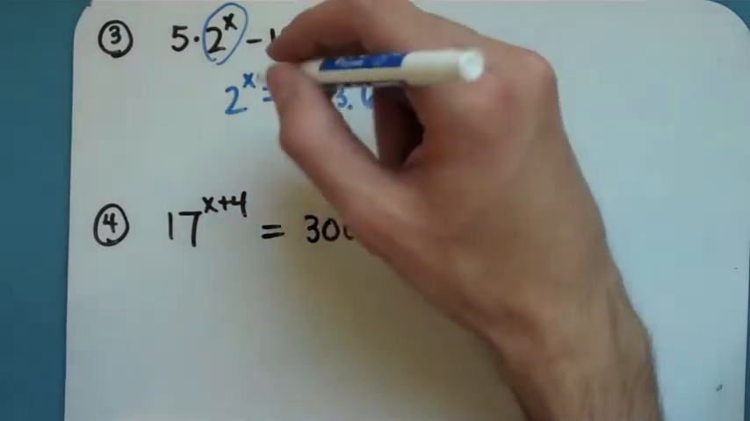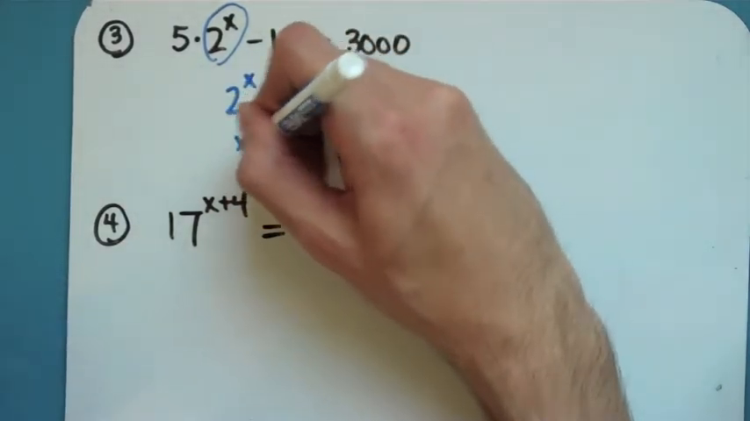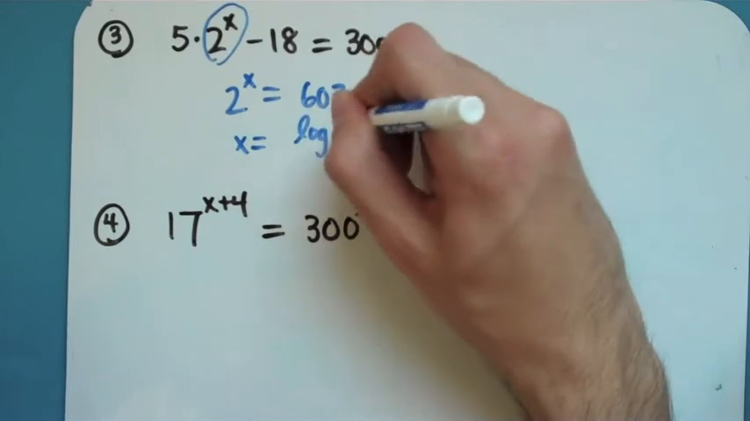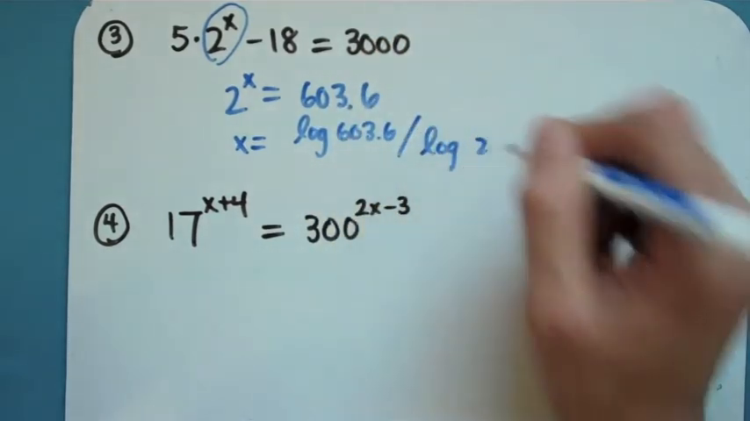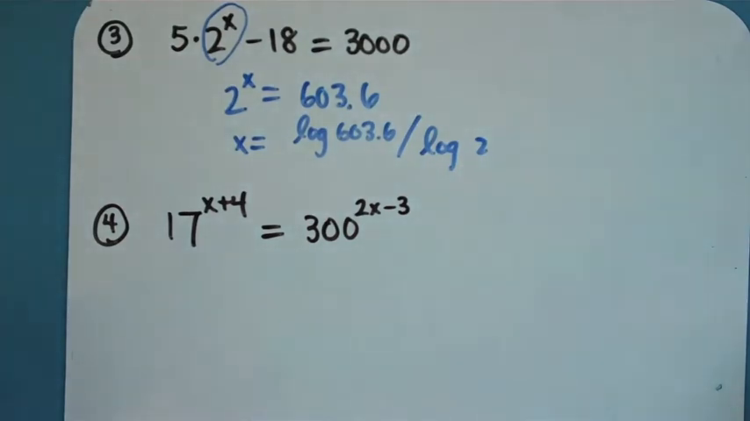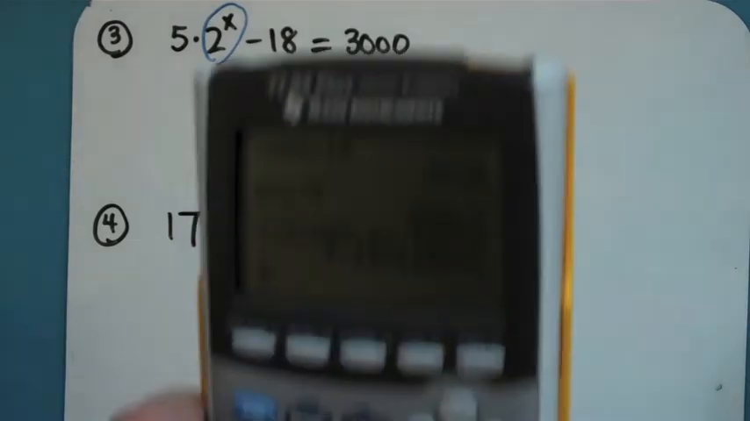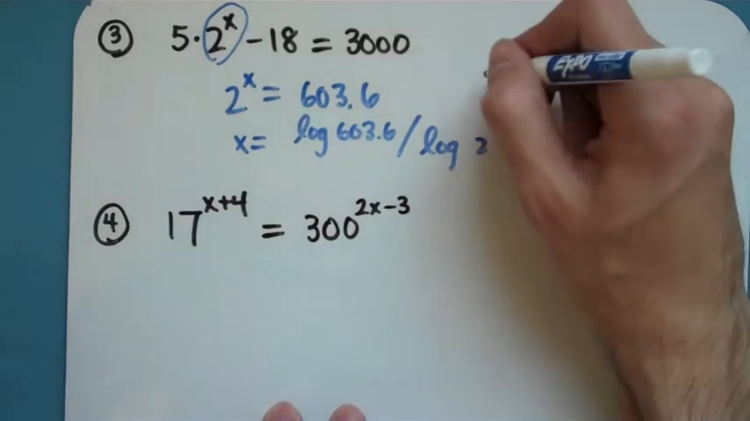Taking the log of both sides and then dividing by log 2, I'm going to have to do log of 603.6 divided by log of 2, and that's just a matter of some button pushing here. If I actually type that in the calculator, it appears that we're looking at about 9.23 for x here.